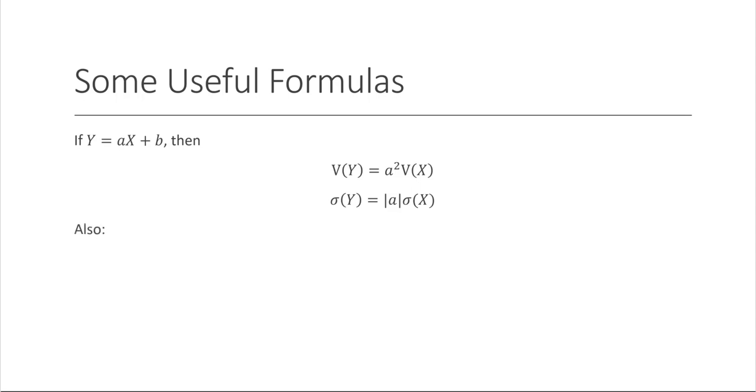Also, we can see what happens for binomial random variables, and one would get these formulas here: the variance of a binomial random variable is n times p times 1 minus p, and the square root of that is the standard deviation.